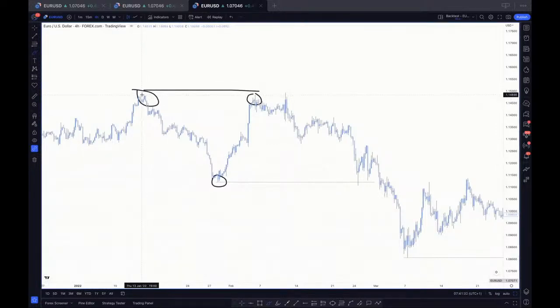So what does that tell you? That tells you that the market failed to convincingly break structure to the upside, right? So it failed to break structure, and then after it broke, by the wick, it reversed, and then you can see there was a heavy move downward, right?